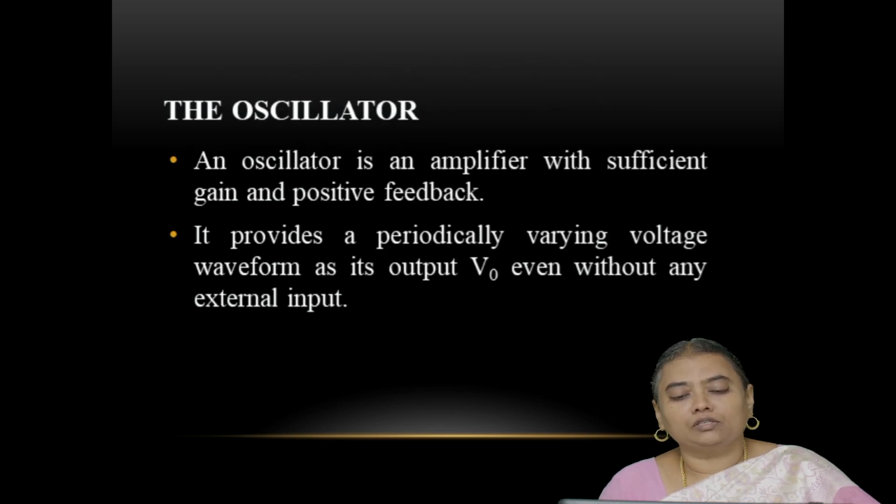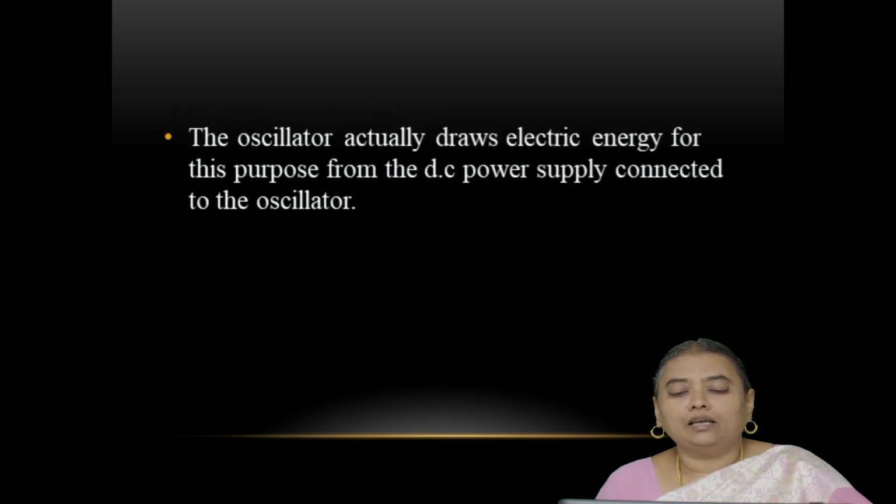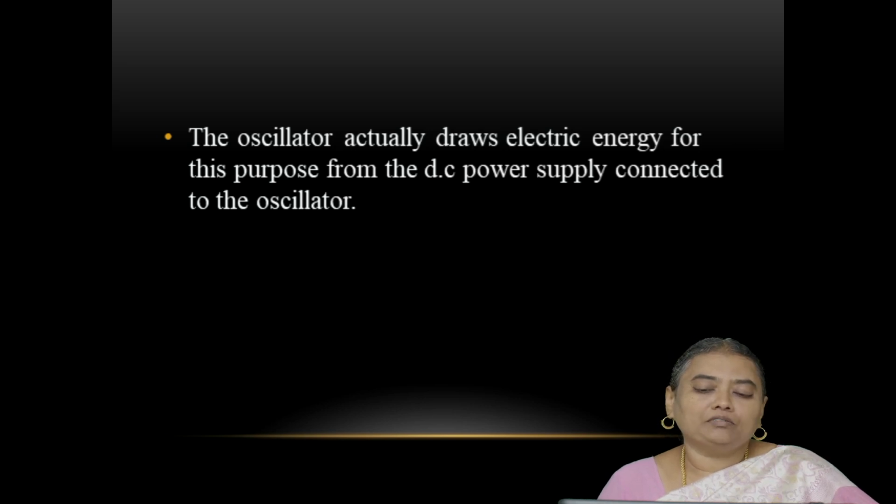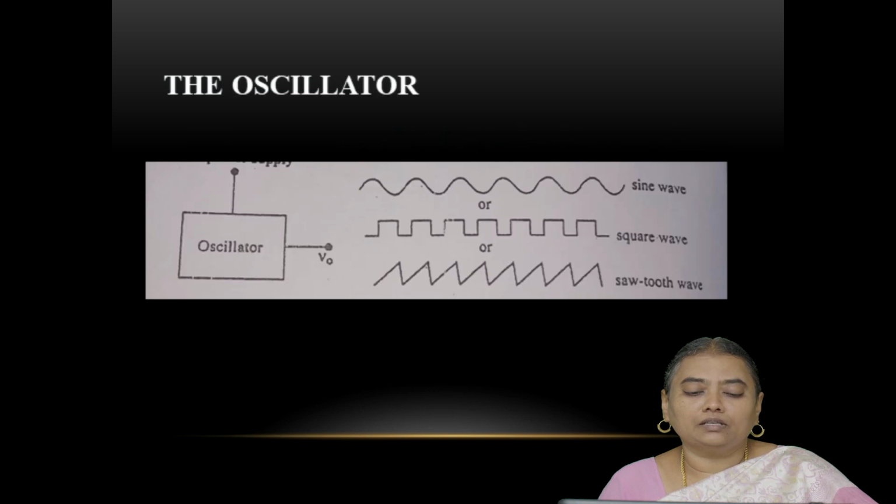Now we are going to see what an oscillator is. An oscillator is an amplifier with sufficient gain and positive feedback. It gives a periodically varying voltage waveform as its output even without any external input. The oscillator actually draws electrical energy for this purpose from the DC power supply connected to it. This is the block diagram for an oscillator, and the waveforms represent the square wave, sine wave and sawtooth wave.